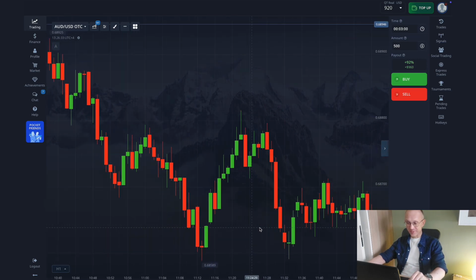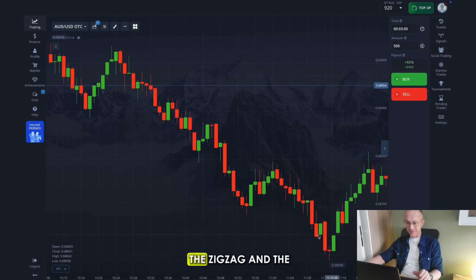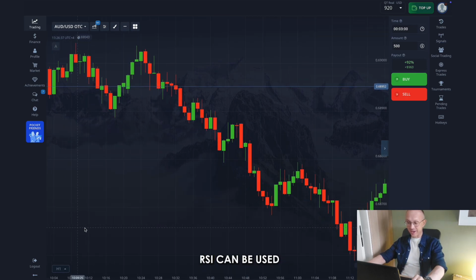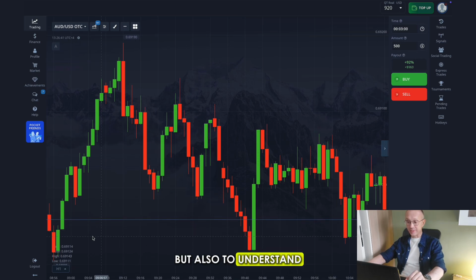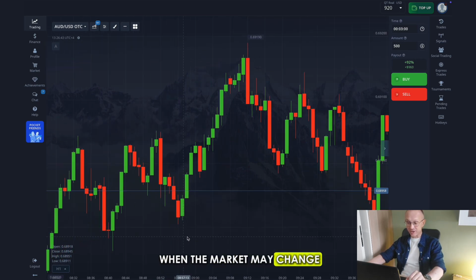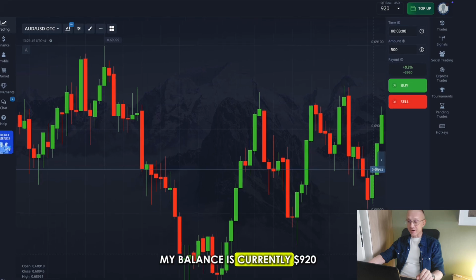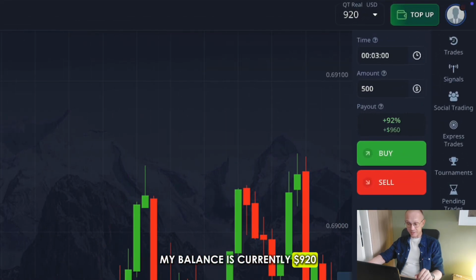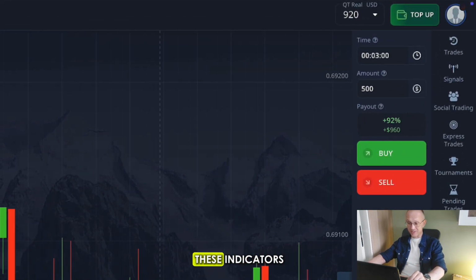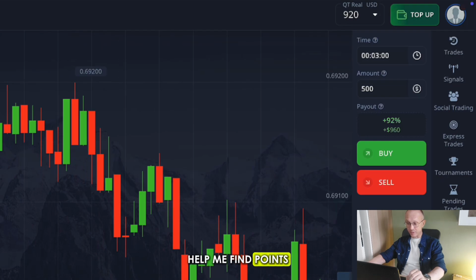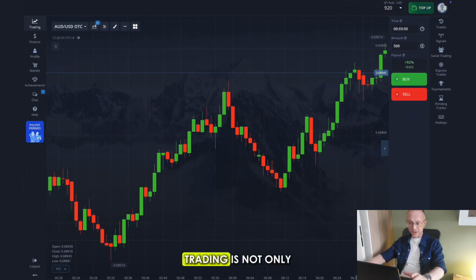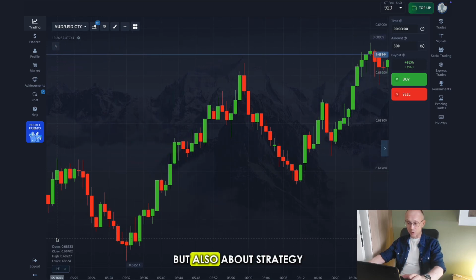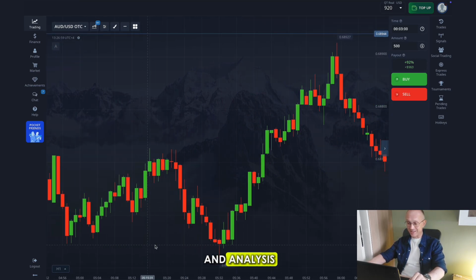When I started trading, I always wanted to find tools that would allow me to see the whole picture. And today I'll show you how the zigzag and the RSI can be used not only to track trends, but also to understand when the market may change. My balance is currently $920, and I'll demonstrate how these indicators help me find points where I can enter the market with minimal risk. Trading is not only about charts, but also about strategy and analysis.